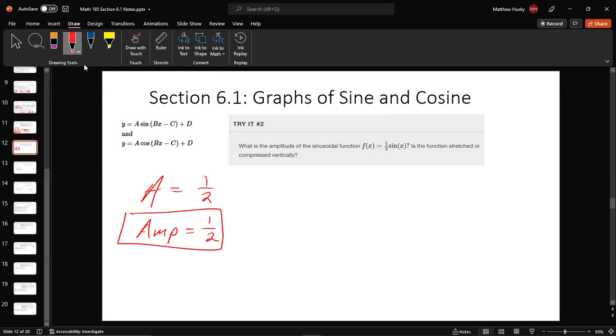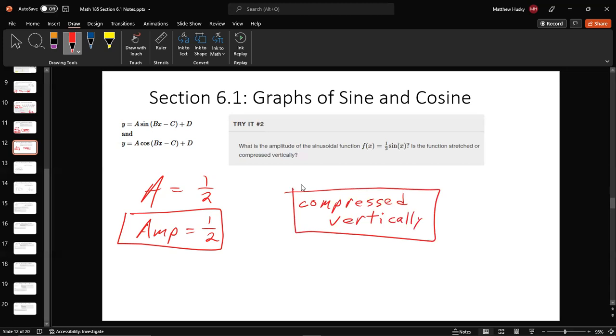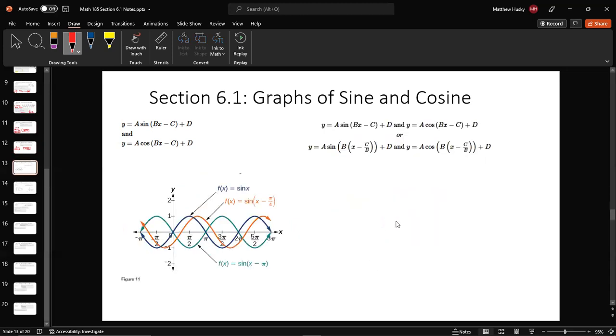Well, guess what? Since that's a small number, because it's a half, that's going to be compressed vertically, because compared to the basic function, where it's going to 1, here it's only going to a half. So it's going half as high. It's not going as high, so it's lower. It's compressed. The graph is smushed. So there you go. It's an amplitude of a half, and it's compressed vertically. What else do we have?